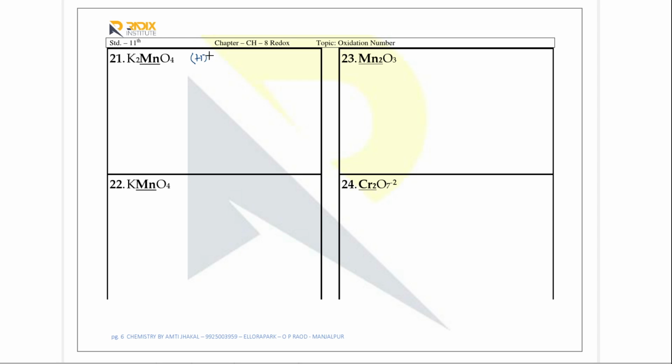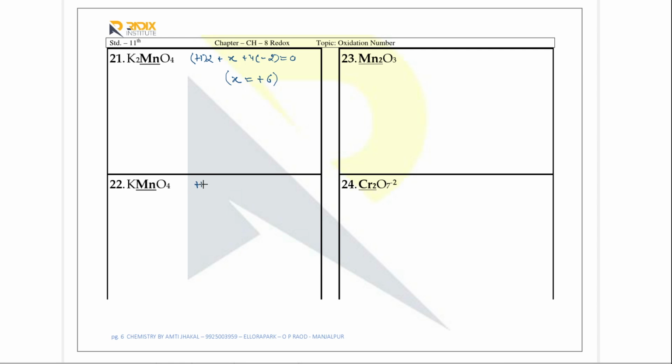There cannot be any exception. There are two potassium present. Manganese oxidation number X, 4 into -2 is equal to 0. So X is equal to +6. Manganese is in the +6 oxidation state in the given compound.